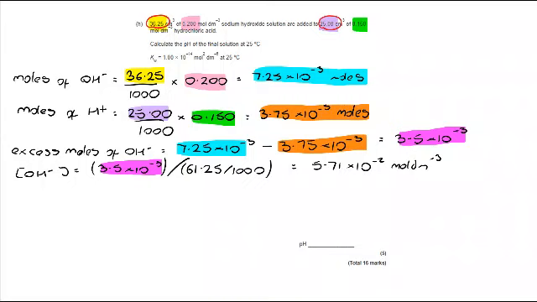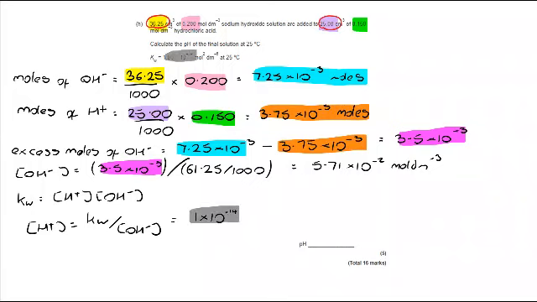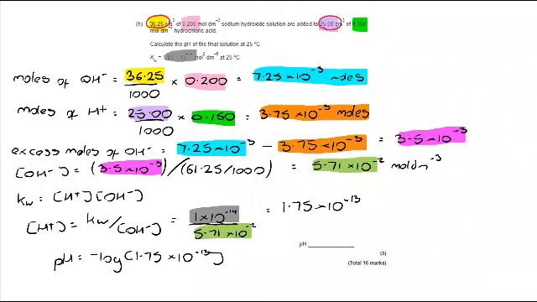I don't want my OH- concentration. I want my H+. Handily, I've been reminded what the Kw value is, so I know I'm going to use that expression. If Kw is H+ times OH-, H+ concentration is Kw divided by OH- concentration. Kw, from the data provided, 1 by 10 to the minus 14, divided by the concentration I've just calculated, 5.71 by 10 to the minus 2. That gives me an H+ concentration of 1.75 by 10 to the minus 13 moles per decimetre cubed. I then do my pH calculation, giving me a pH of 12.76.